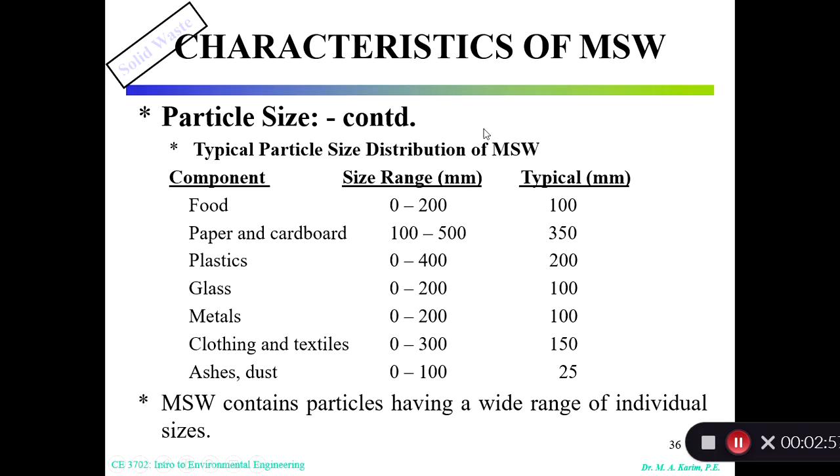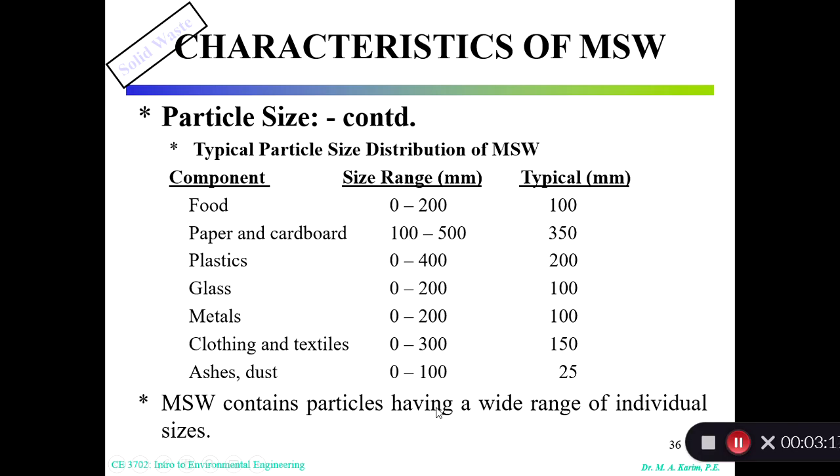So here are the typical size ranges and typical sizes of different components. Food waste: 0 to 200, typical is 100 millimeters. Metals like 0 to 200, 100. Clothing and textile is 150. Ashes and dust is 25 millimeters. That means 25 millimeters is what, 1 inch, right?